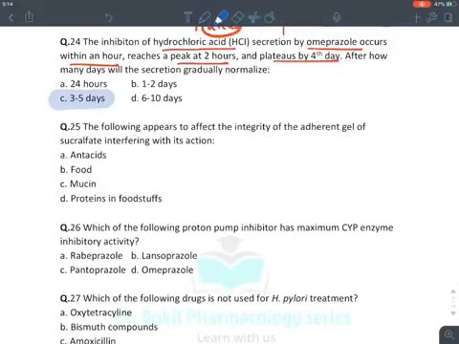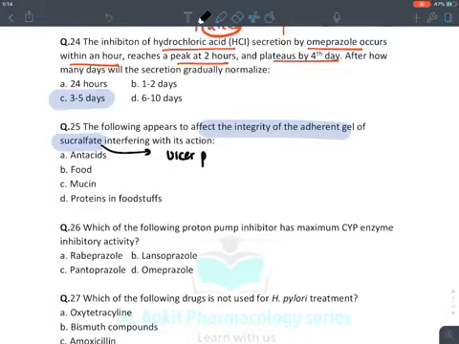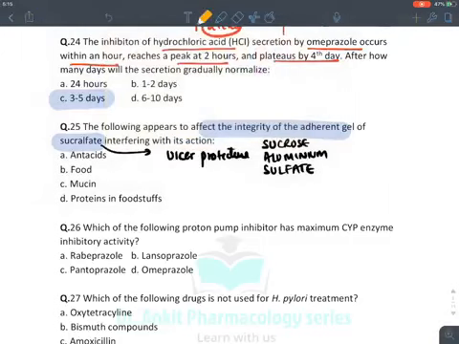Now, which of the following affects the integrity of the adherent gel of sucralfate, interfering with the action? Now, what is sucralfate? Remember, sucralfate is an ulcer protective drug. How does it act? Remember, the word sucralfate has 3 words: sucrose, aluminium, sulfate. Su stands for sucrose, Al stands for aluminium, fate stands for sulfate. Okay, so sucralfate.